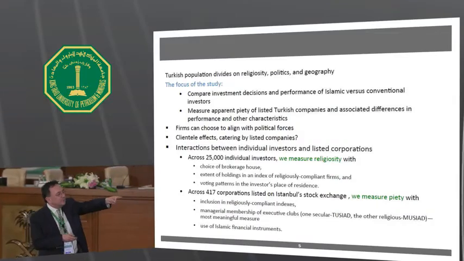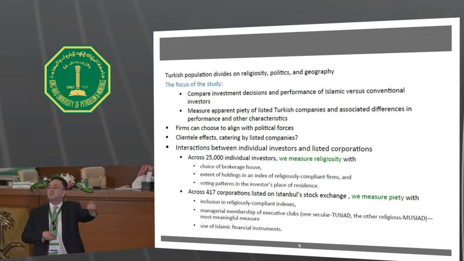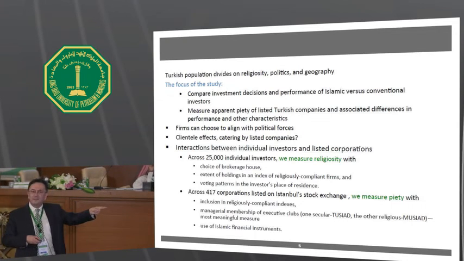Then we also look at a very crude way of understanding the Islamicness of the investors. Since we know the demographics of the investors and where they live, we try to understand the voting patterns in the region where the investor is living. Remember that map that I showed you?